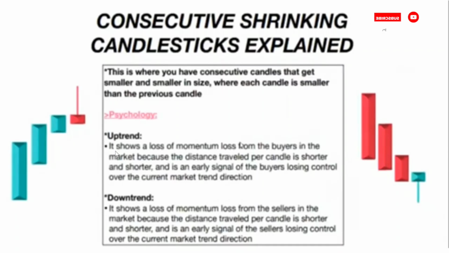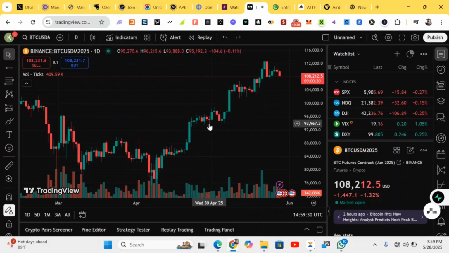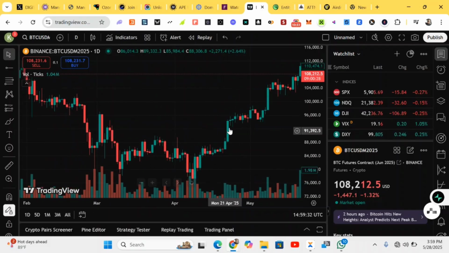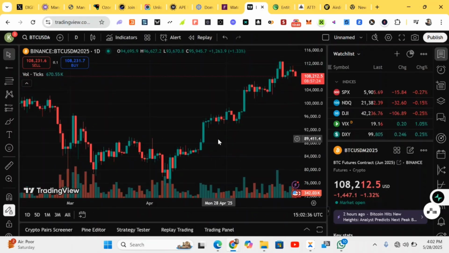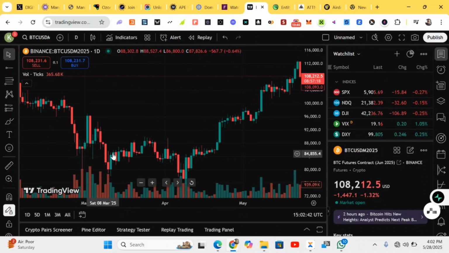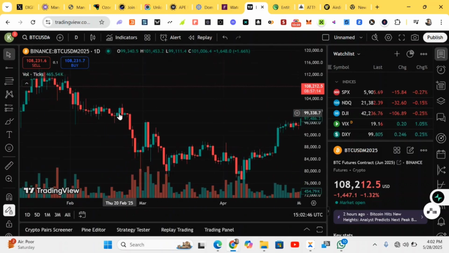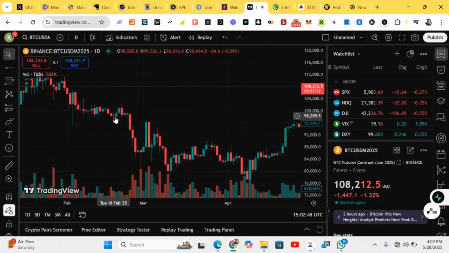Which is over here. So let me show you guys an example of this. Let's head to our TradingView. I'll be showing you guys right now, you can see it over here. As I said, let me show you what I mean. Let's use this, you can see it over here.